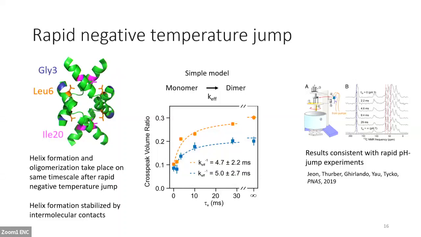We were able to model the buildup of both the helix formation and oligomerization using a simple unidirectional kinetic model, where we assume that the rate limiting step is dimerization. And if we look at the buildup of the two cross peaks, we extract identical effective rate constants for these two processes. So we think that we have some idea about what's going on here.